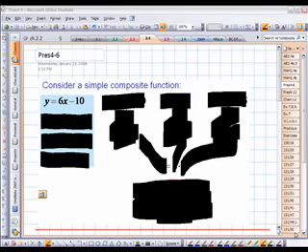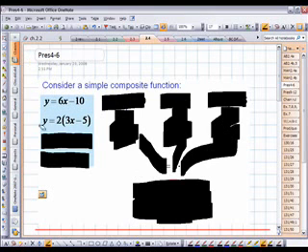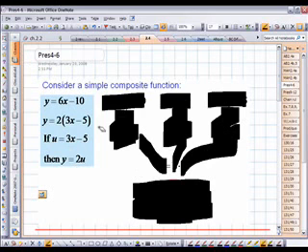This section is on the chain rule, which is a differentiation rule. We use it almost all the time when we have composite functions. We have composite functions very often, so we have to use it with composite functions. Here's a simple example: if y is 6x minus 10, then we can write y equals 2 times 3x minus 5, which is now a composite function. Let's let u equal 3x minus 5, so we have y is equal to 2u.